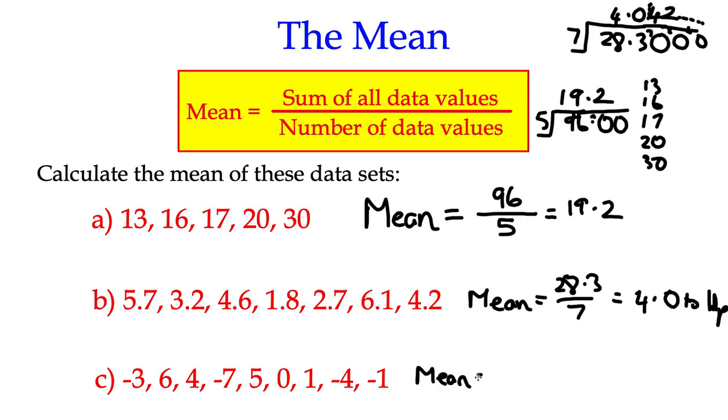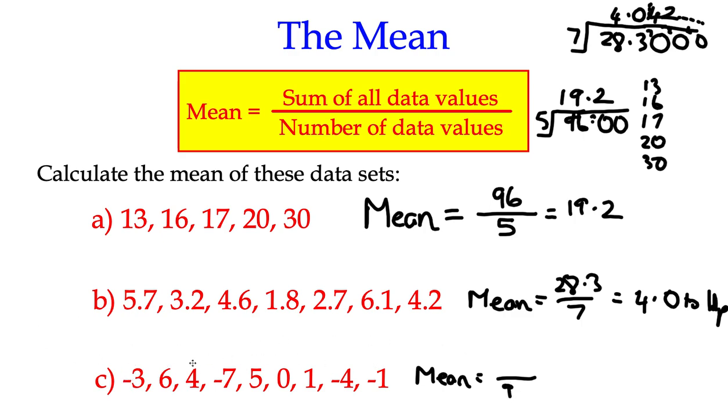Calculators make you lazy. And in this one, we'll notice we've got some negative numbers. We've also got the number 0. It's really important that you count 0 as a data value. 1, 2, 3, 4, 5, 6, 7, 8, 9. There's 9 numbers, so we're going to divide by 9. Add them all up.